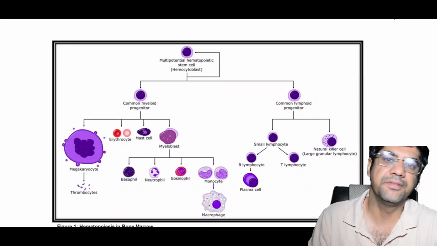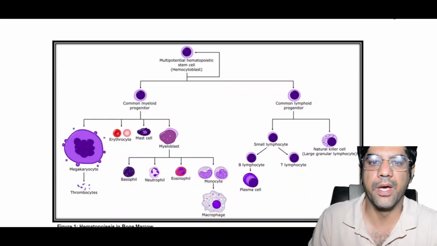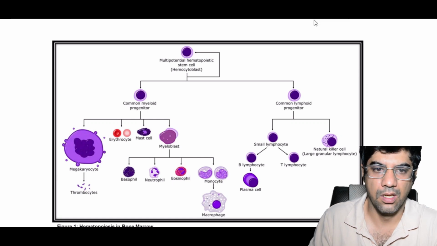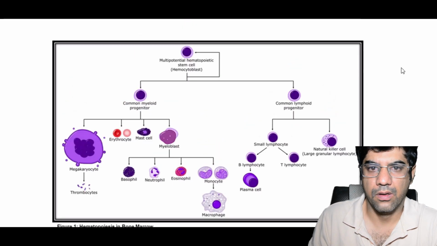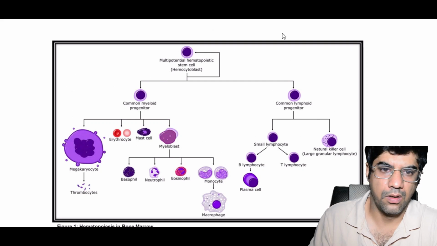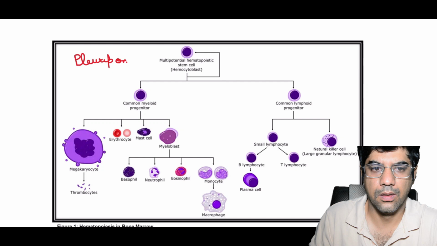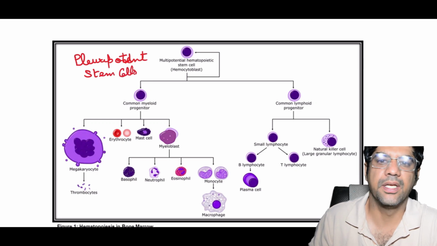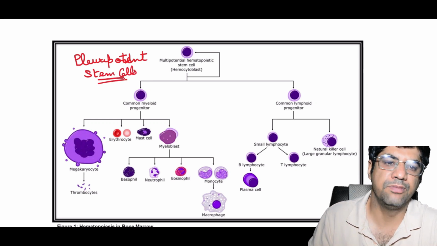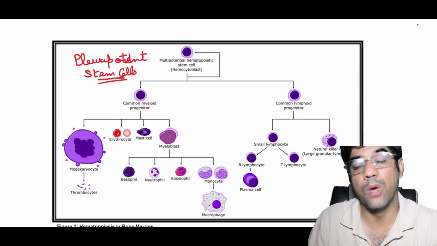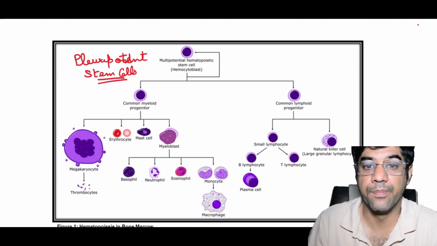So hello everyone, let us discuss the concept of bone marrow and hemopoiesis. First of all, you should know what pluripotent stem cells are. These cells in the bone marrow, remember, these pluripotent cells can develop into any type of blood cells.